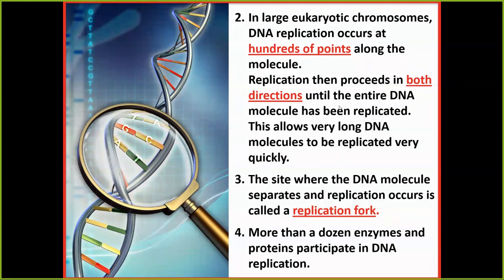In a large eukaryotic chromosome, and again, we have eukaryotic cells. These are the ones that have nuclei. They have a lot more complicated DNA versus the prokaryotic cells, which don't have a nucleus, like bacteria. DNA replication happens at hundreds of points along the molecule. This speeds it up because if I was starting on one side and going to the other, it would take entirely too long.